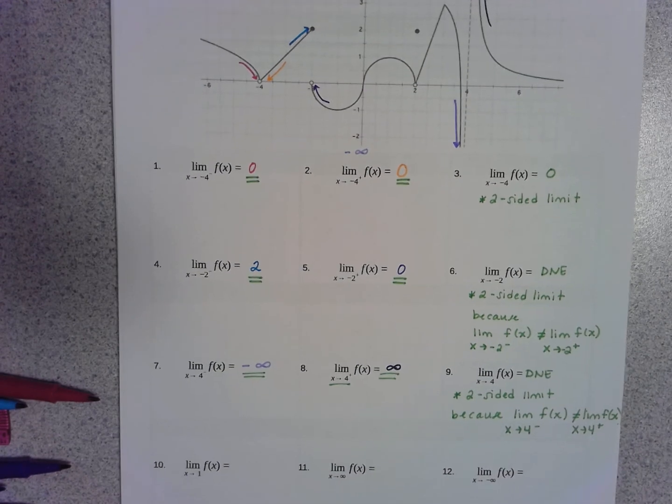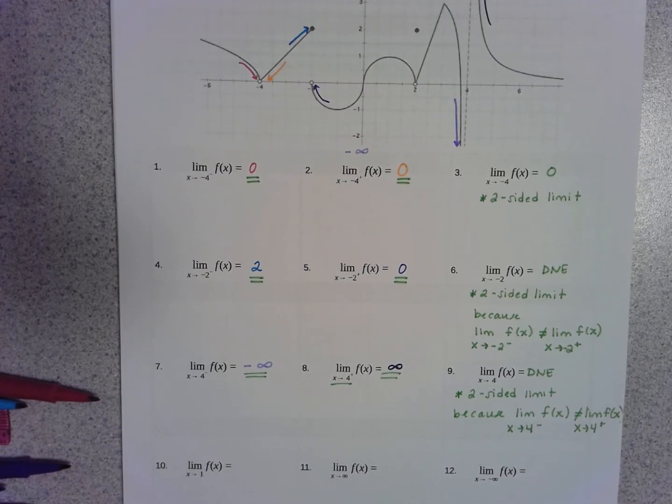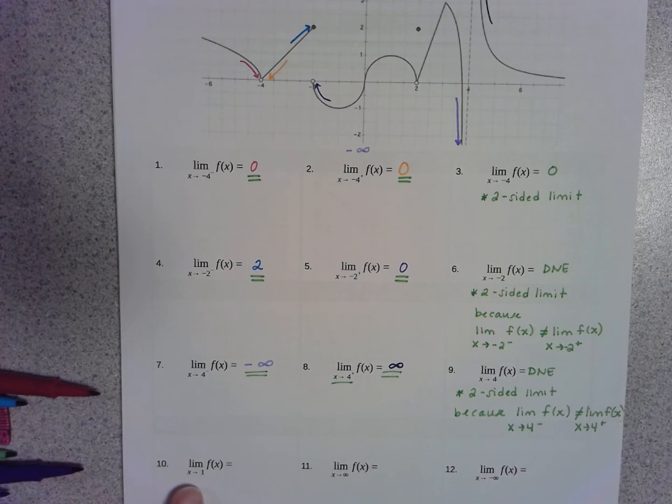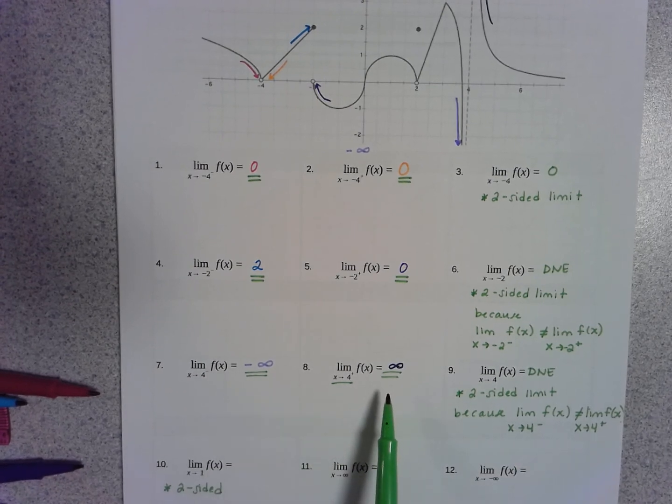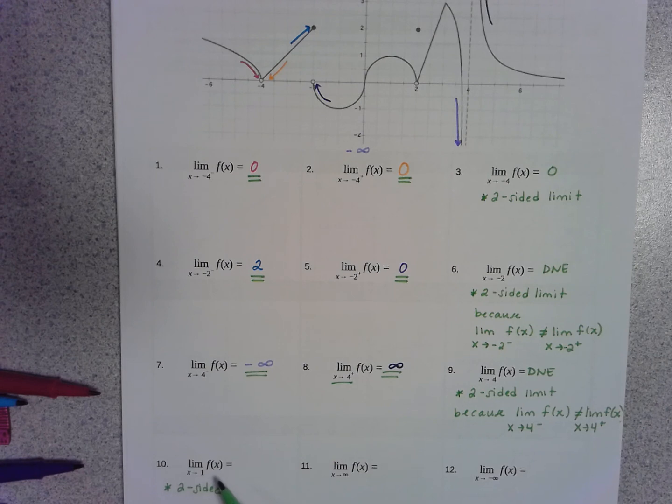Last but not least, let's look at the last row of questions here. Problem number 10 says the limit as x approaches 1. Now we should notice right away here that this is a two-sided limit, but unlike in the previous questions where I asked you about a two-sided limit, I did not front load the two sides as in the previous questions. So for this one, we're going to need to evaluate those two sides on our own.